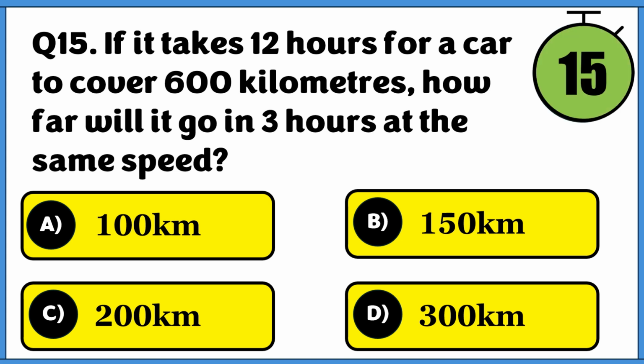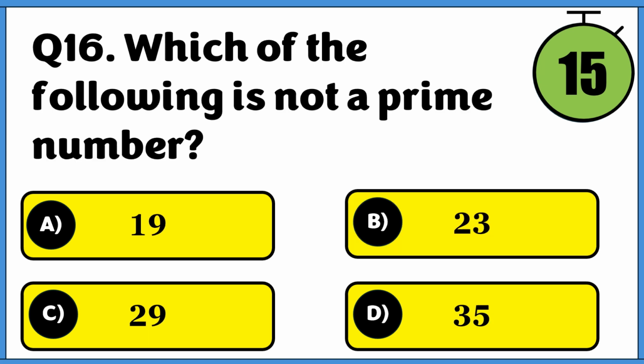The correct answer is B, 150 kilometers. The car travels 50 kilometers per hour, so in 3 hours it will cover 150 kilometers. Question 16. Which of the following is not a prime number? Is it A, 19, B, 23, C, 29, or D, 35?